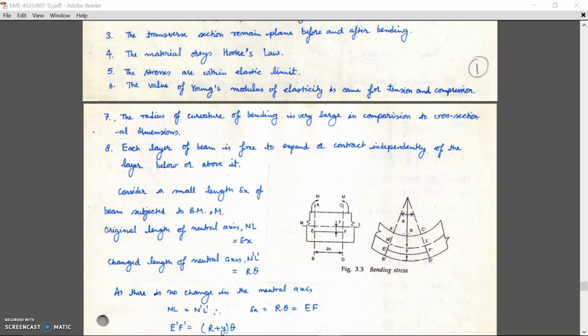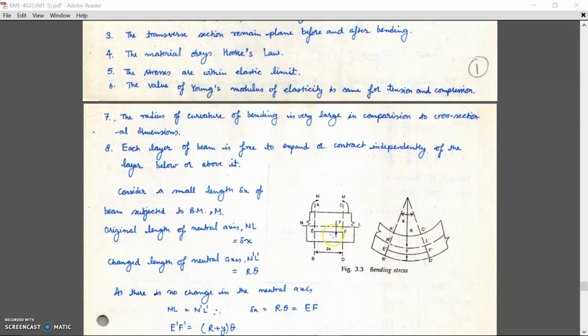Now let us come to the derivation of this. We were discussing EF. So EF has taken shape from EF to E dash F dash, and this line is at a distance of y from the middle line. Okay, and if I wish to know the change in length of this EF line, then the change in length of this EF line is E dash F dash minus EF, right?